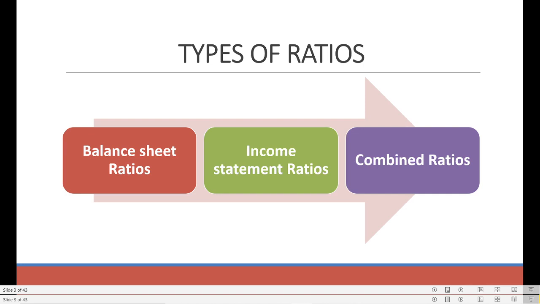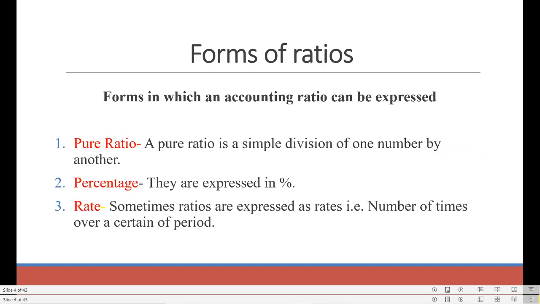Income statement ratio means the two variables which I am considering are from the income statement. So for example, you may take gross profit and sales, or you may take some expenses to sales. It will be considered an income statement ratio. Next is combined ratio. Combined ratio means obviously one item from the balance sheet and one item from the income statement will be taken. So for example, if I take assets and sales, it will be considered a combined ratio.